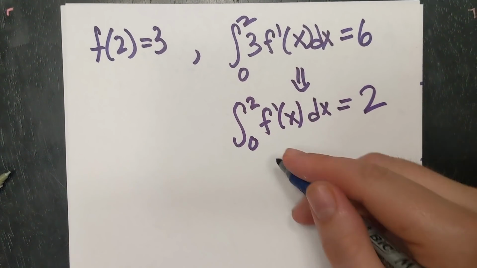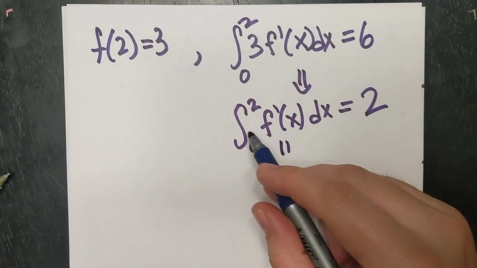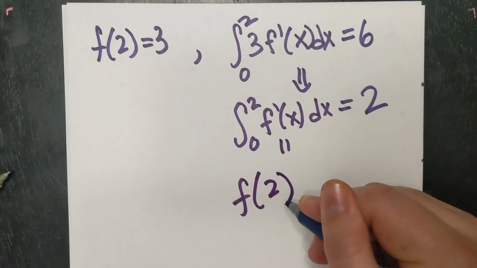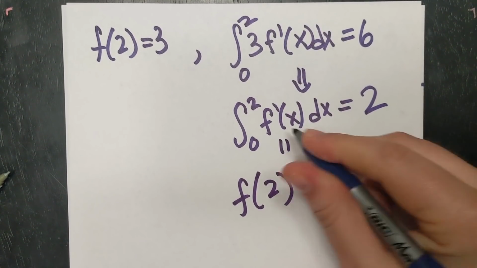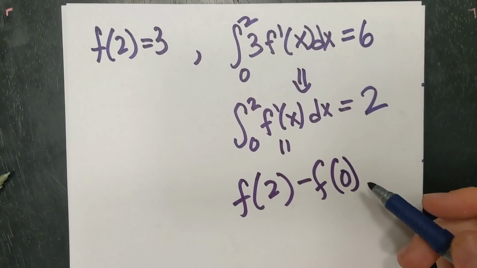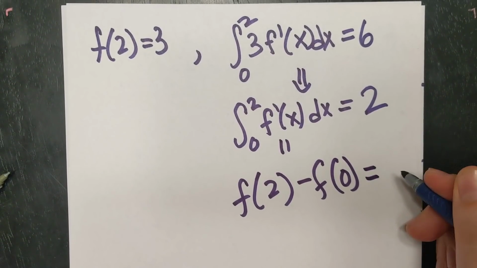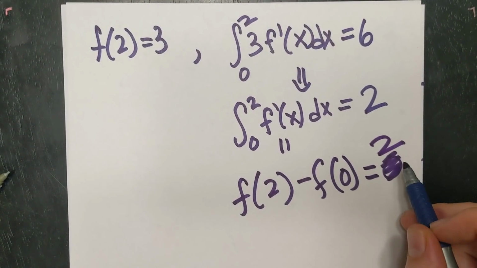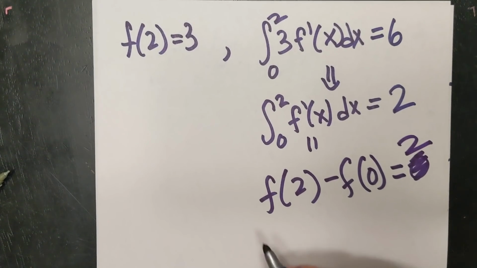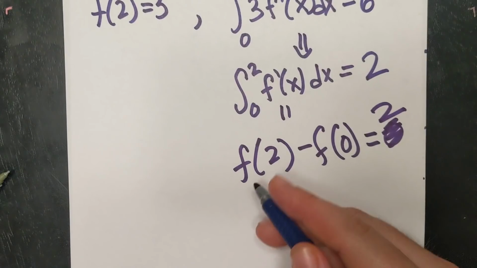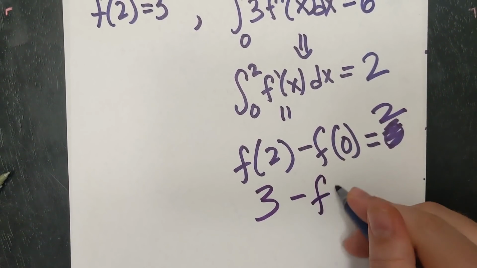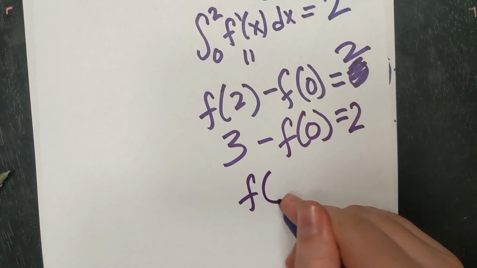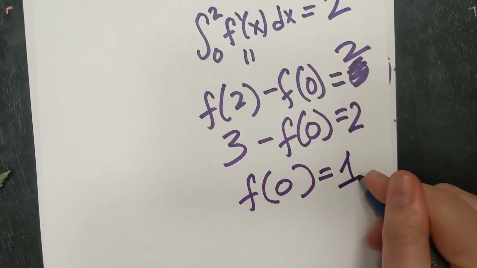And then I go, okay, well, according to my evaluation theorem, this thing is just the antiderivative, so that's just f at 2 minus f at 0. So I have that f of 2 minus f of 0 is 2. But I was also told that f of 2 is 3. So I have that 3 minus f of 0 is 2. Hence I conclude f of 0 must be 1.